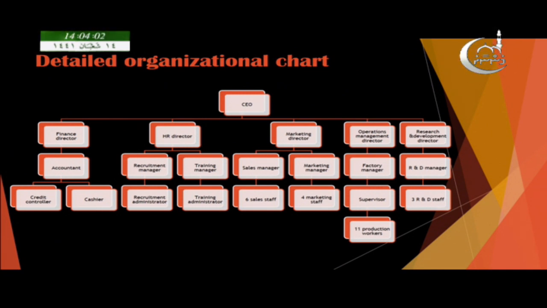So, under each department there are again managers assigned. Under the finance director, here is the accountant, under the accountant there is a credit controller, cashier. So, each and every department has managers, supervisors or directors accordingly. In human resource department, a recruitment manager is there, a training manager is there, then under recruitment, an administrator. Marketing director, under marketing director a sales manager, and under the sales manager 6 sales staff. So, this is for a very huge and large organization, they have these types of structures. But when compared to smaller businesses, they have small structures.